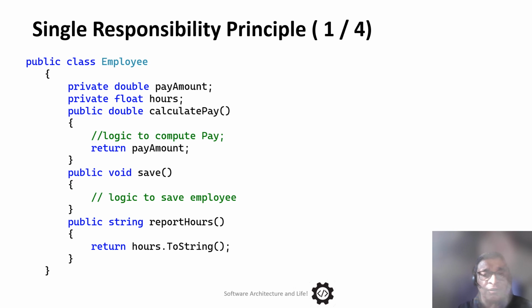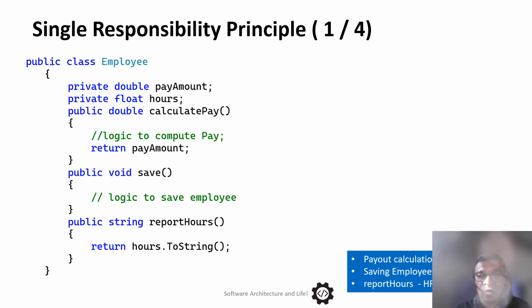All these three methods are related to employee. But look at these methods. Calculate pay, maybe it's a business requirement from the finance department. Save, maybe it's a requirement from the technology department to store the details of each employee. Report hours, maybe it's a requirement from some compliance department or HR department to know the number of hours for each employee.